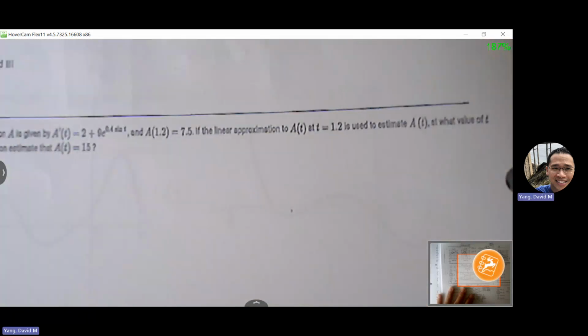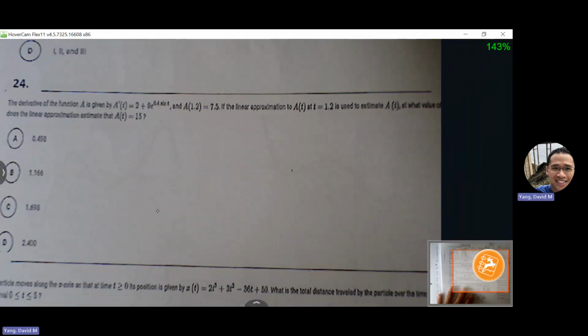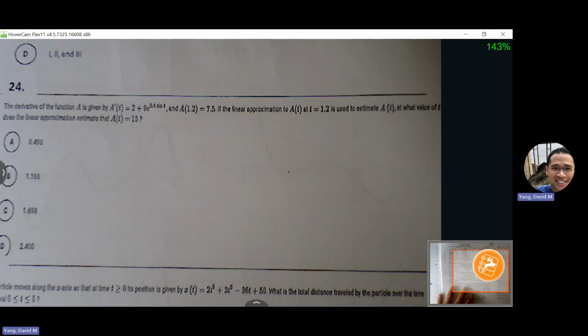Okay, 24. It's a bit more challenging here, but it is a calculator question. 24 says the derivative of a function A is given as A prime. So we have our derivative given, and A of 1.2 equals 7.5. If the linear approximation to A of t at t equals 1.2 is used to estimate A of t, what value is their linear approximation? Does the linear approximation estimate A of t equals 15?